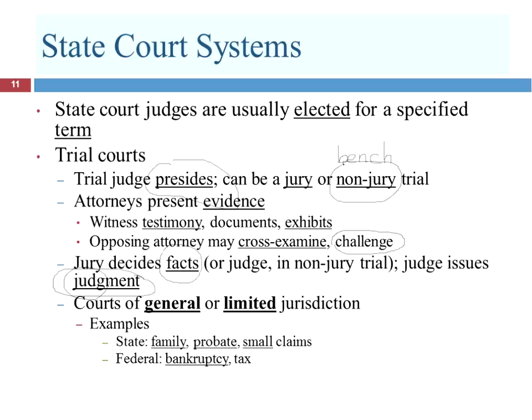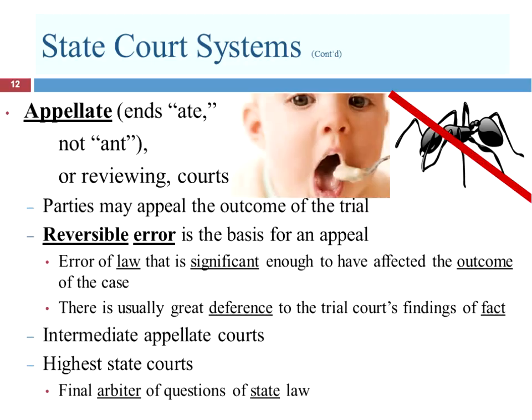And here are some examples. In states you might have family court, probate court, small claims court. And in the federal system you could have a bankruptcy court or a tax court. These are all limited jurisdiction. A court of general jurisdiction usually begins with the word district, meaning all the cases in that particular district can be filed in the court of general jurisdiction, unless there's one of those carve-out topics where there's limited jurisdiction.